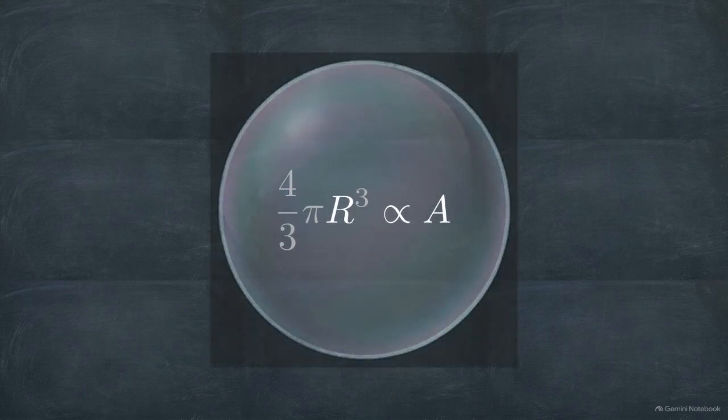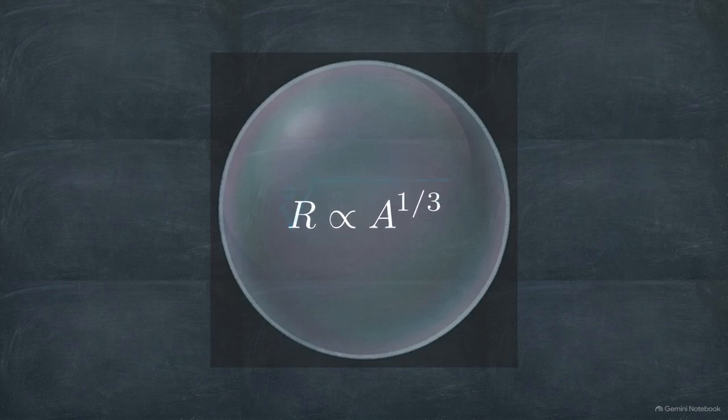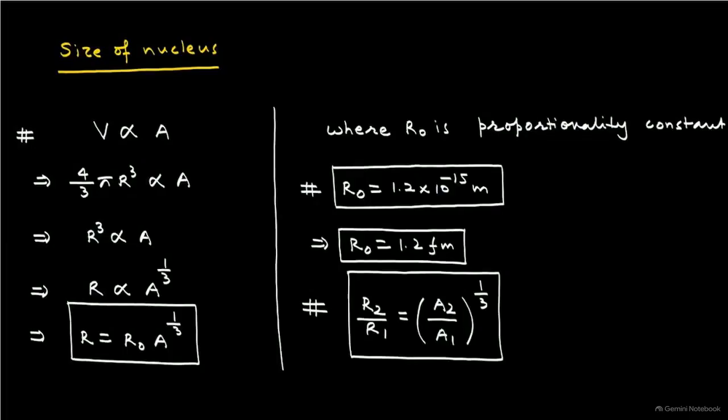In a proportionality, constants don't change the scaling relationship. We drop the 4/3 and pi, simplifying to r cubed is proportional to A. Taking the cube root of both sides leaves radius r proportional to A to the 1/3 power. The derivation notes track these algebraic steps, arriving at this specific scaling relationship.